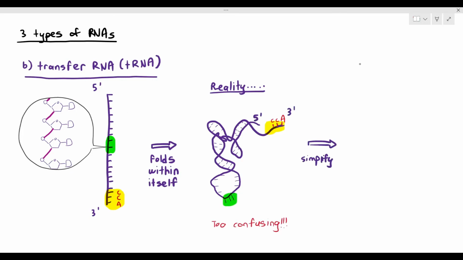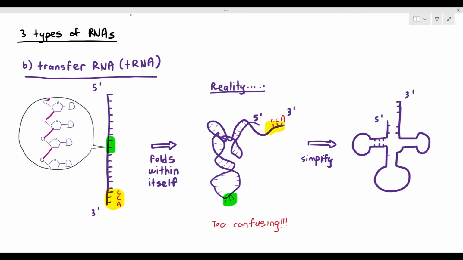So what we do is we like to represent tRNAs in a two-dimensional drawing. And that two-dimensional drawing is the one that you'll often see in the textbook. 5 prime and 3 prime, still made up of a single chain, right? And you can still see the base CCA at the end of the 3 prime. And we will call this shape the clover shape.